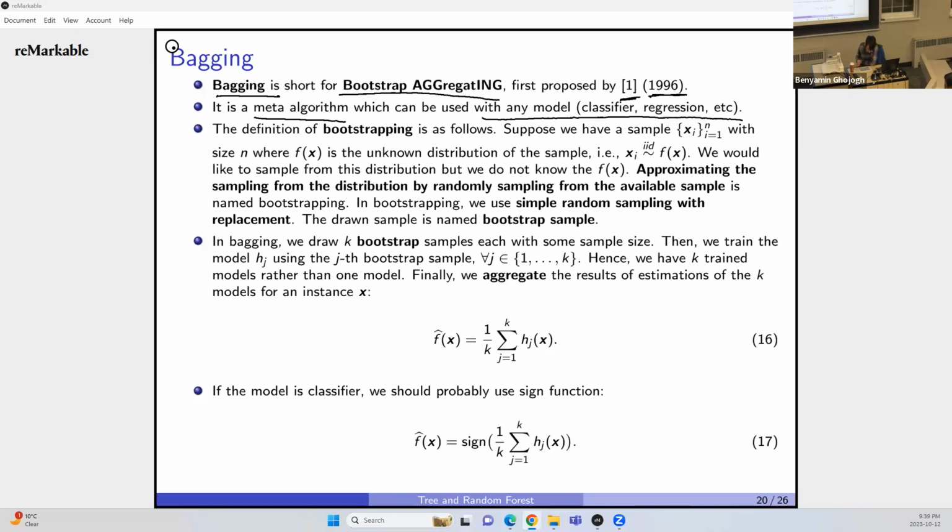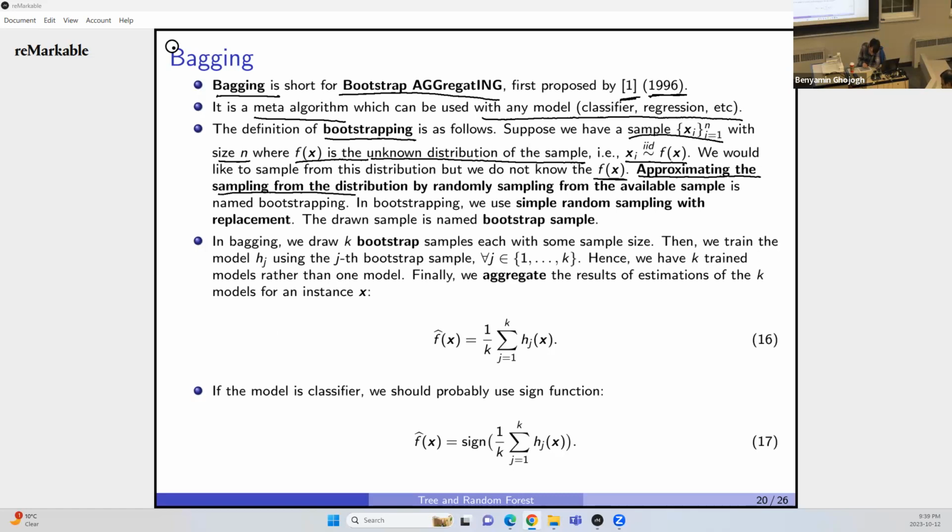The definition of bootstrapping is as follows. So now let's talk about bootstrapping in statistics. Then I will talk about bagging. Suppose we have a sample x1 to xn with size n, where f of x is the unknown distribution of the sample. That is, the xi are IID, independent and identically distributed, with the PDF f of x. We would like to sample from this distribution, but we do not know f of x, okay?